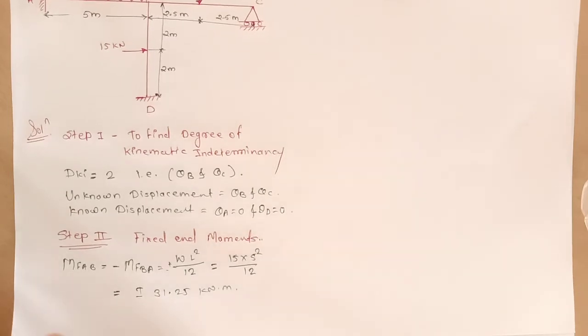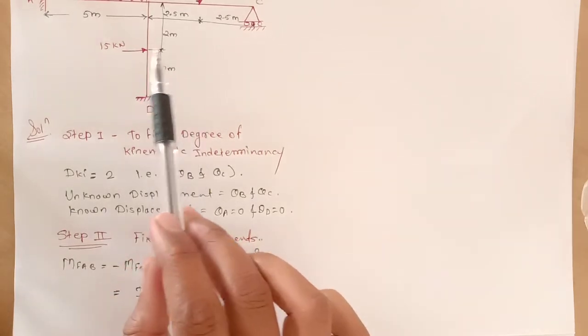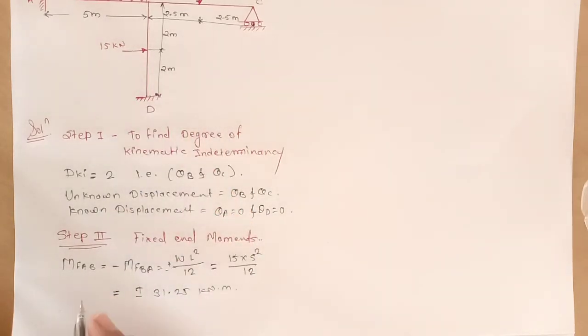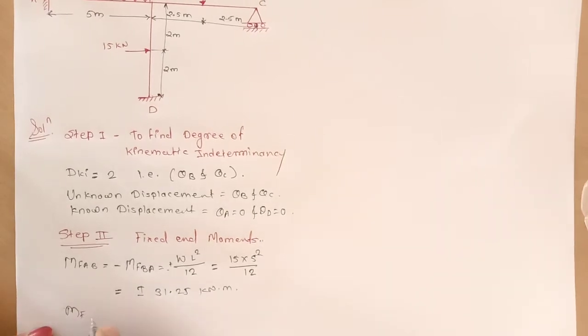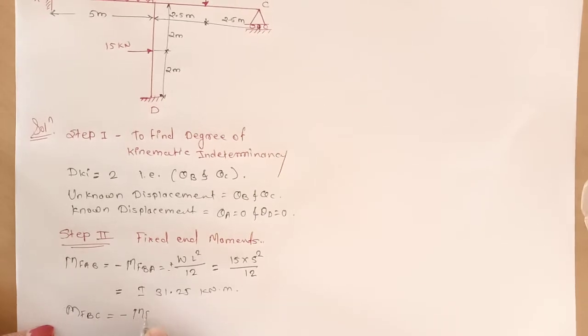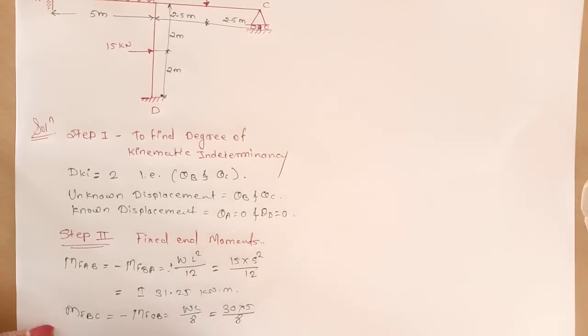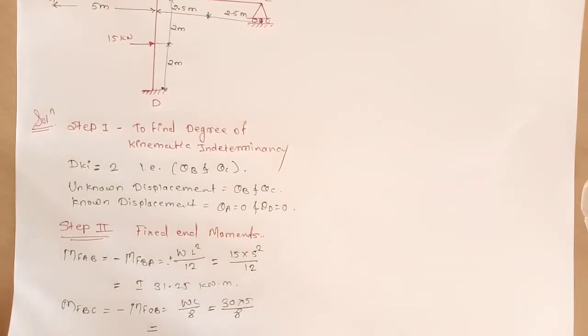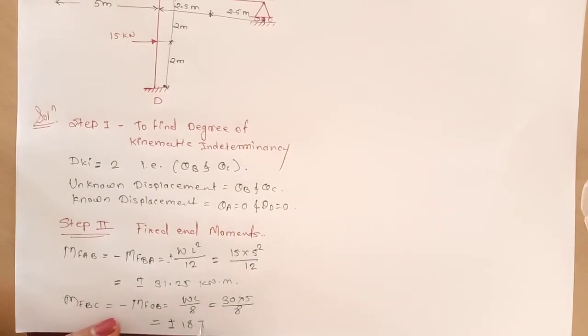Then next member is the BC member. Over this BC member, a 30 kN point load is acting. So the formula is fixed end moment for member BC is equal to fixed end moment for member CB. The formula is WL by 8. So here 30 multiplied by 5 divided by 8. So the answer is plus or minus 18.75 kilonewton meter.